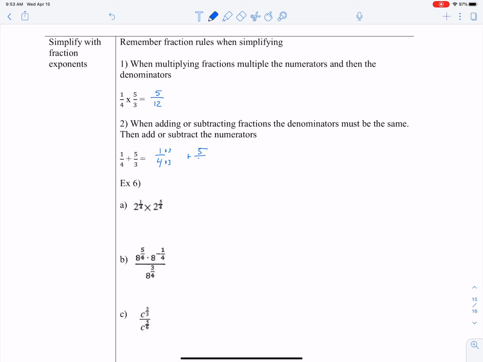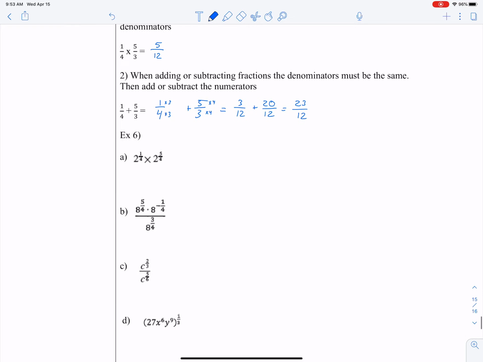Then we have 5 over 3. To get 12 on the bottom, we need to multiply by 4. Whatever we do to the bottom, we do to the top. So we end up with 3 over 12 plus 20 over 12. We know when we're adding or subtracting fractions, the denominator stays the same, and we just have to add up the numbers on the top or subtract. So here we have 3 plus 20, so we have 23 over 12 as a final answer.